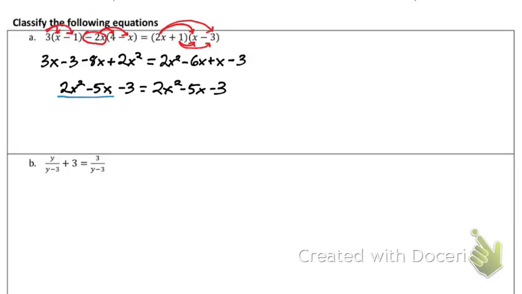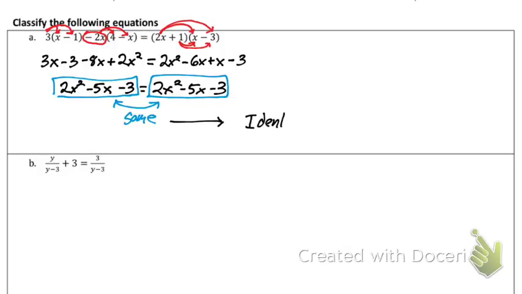Because if you look, this side is equal to that side. These are the same. If both sides are ever the same, you can solve it and you're going to end up with 0 equals 0. But if they're ever both the exact same, you are just going to say it is the identity. Because whatever I plug in for this x, for this side, has to equal whatever I plug in for this x, because it's the same thing. All right, so that one is our identity.